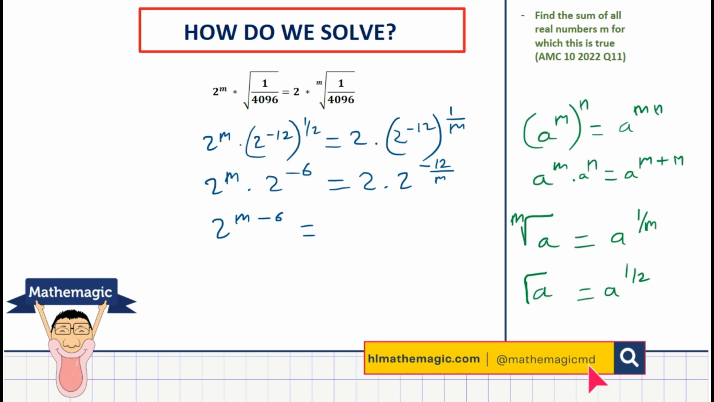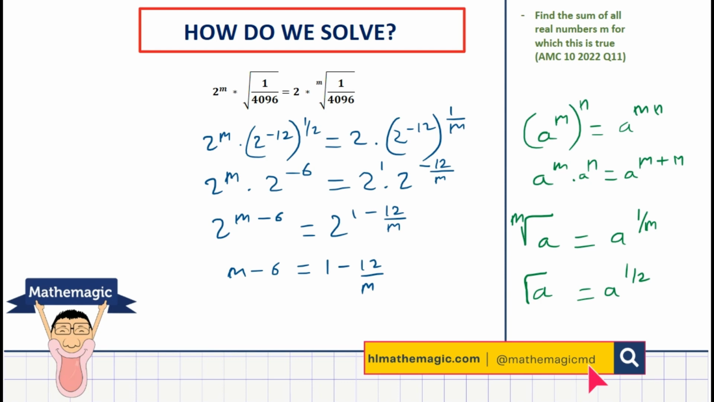And on the right hand side, not forgetting that we have 2 to the power 1 here, we have 2 to the power 1 minus 12 over m. Now since both the left hand side and the right hand side are powers of 2, we can equate the powers, and we can just say that m minus 6 is equal to 1 minus 12 over m. And this is starting to look a lot like something that we can solve.